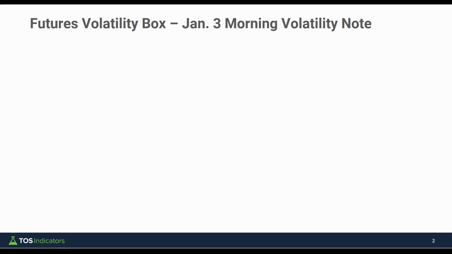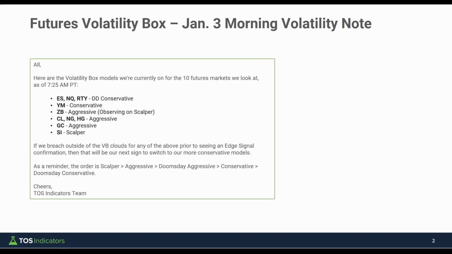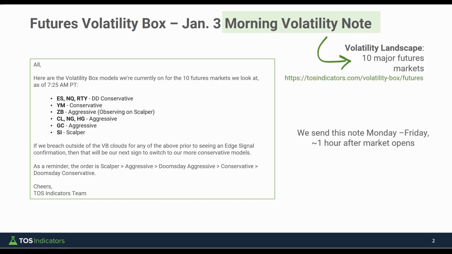This morning volatility note is an email that we send out to all of our futures Volatility Box members. We send this out at 7:25 a.m. Pacific, so about an hour after the market opens. And this note contains our volatility landscape for the day. We take a look at all 10 of these major futures markets, and we rank the volatility that we're seeing inside of these markets by determining which volatility model we're going to use.